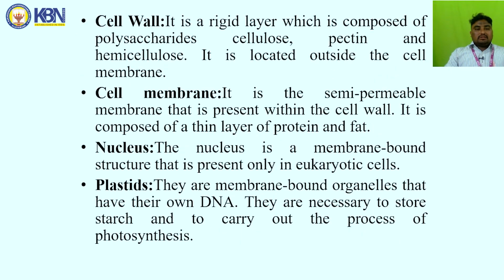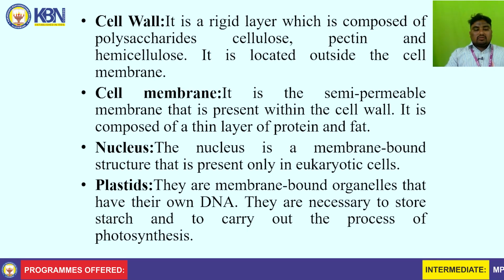The plant cell shows the cell wall, cell membrane, nucleus, and plastids. The cell wall is a rigid layer composed of polysaccharides: cellulose, pectin and hemicellulose. It is located outside the cell membrane. The cell membrane is a semi-permeable membrane that is present within the cell wall. It is composed of a thin layer of protein and fat. The nucleus is a membrane bound structure that is present only in eukaryotic cells. Plastids are membrane bound organelles that have their own DNA. They are necessary to store starch and to carry out the process of photosynthesis.